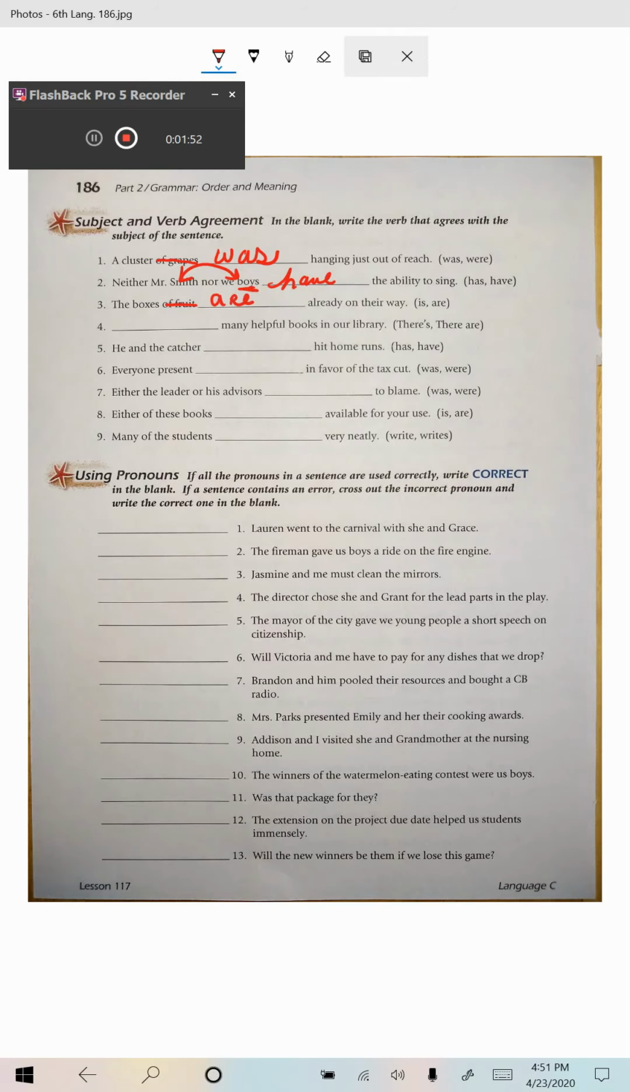Blank many helpful books in our library. Is it there is or there are? Okay, so what you want to do, the there is not the subject. Let's get rid of in the library, just so we're not tempted. It's books are there, you could say. So books is plural. That's the subject. So if it's plural, then you want to use the plural verb, which is are.